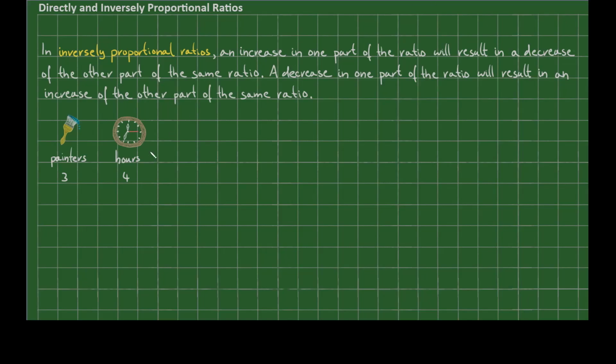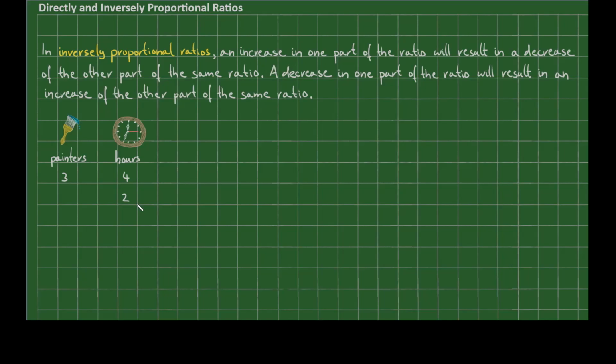So, with the help of 2 of my friends, I have decided to paint a room. And the 3 of us have managed to do it in 4 hours. Now let's say I wanted to do that in half the time. In other words, I want to complete the task in only 2 hours. How many painters would be needed?